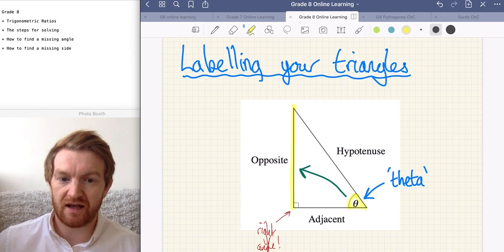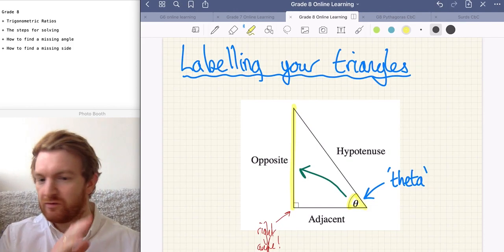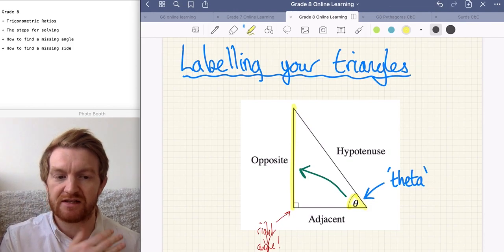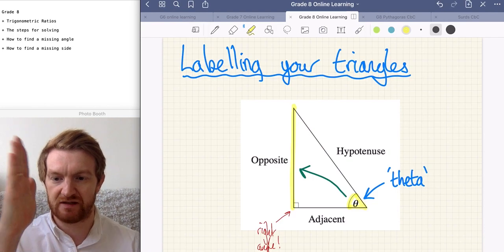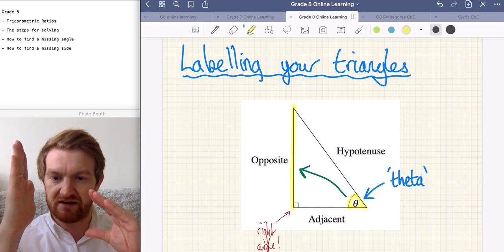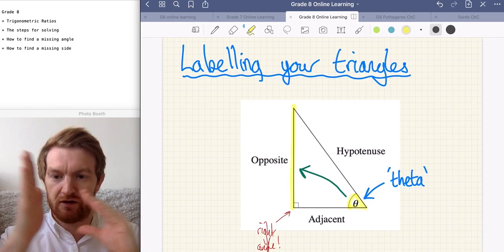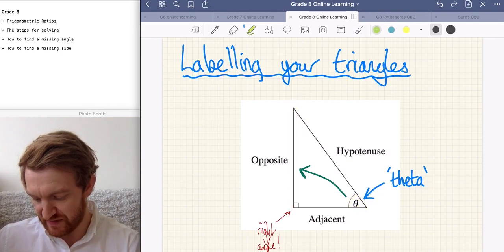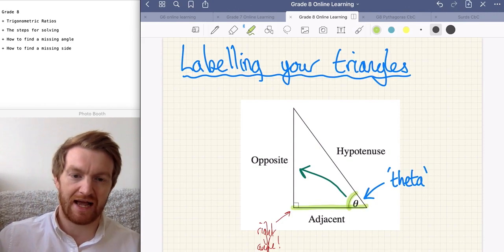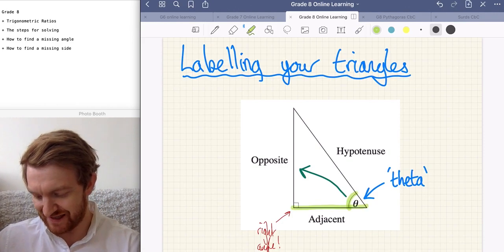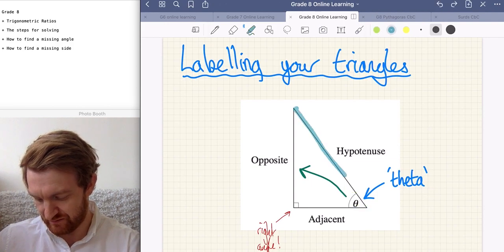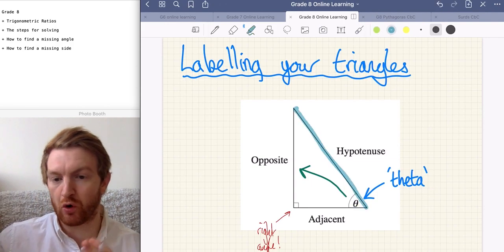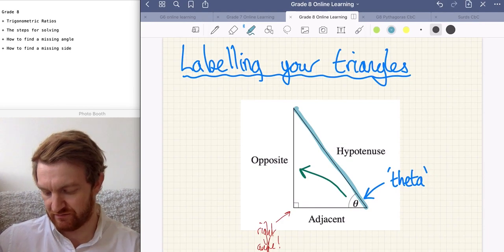The opposite side is not always the one on the left, and I'll show you some examples in a minute. It's the one that's not touching the angle. So we can see we've got the angle on this side, we've got the opposite here, and they're not touching. The word adjacent means next to, and you can see this one is the one that's next to the angle. And the other one that's next to the angle is this one, but this one isn't adjacent because it's the longest side, so it's the hypotenuse.